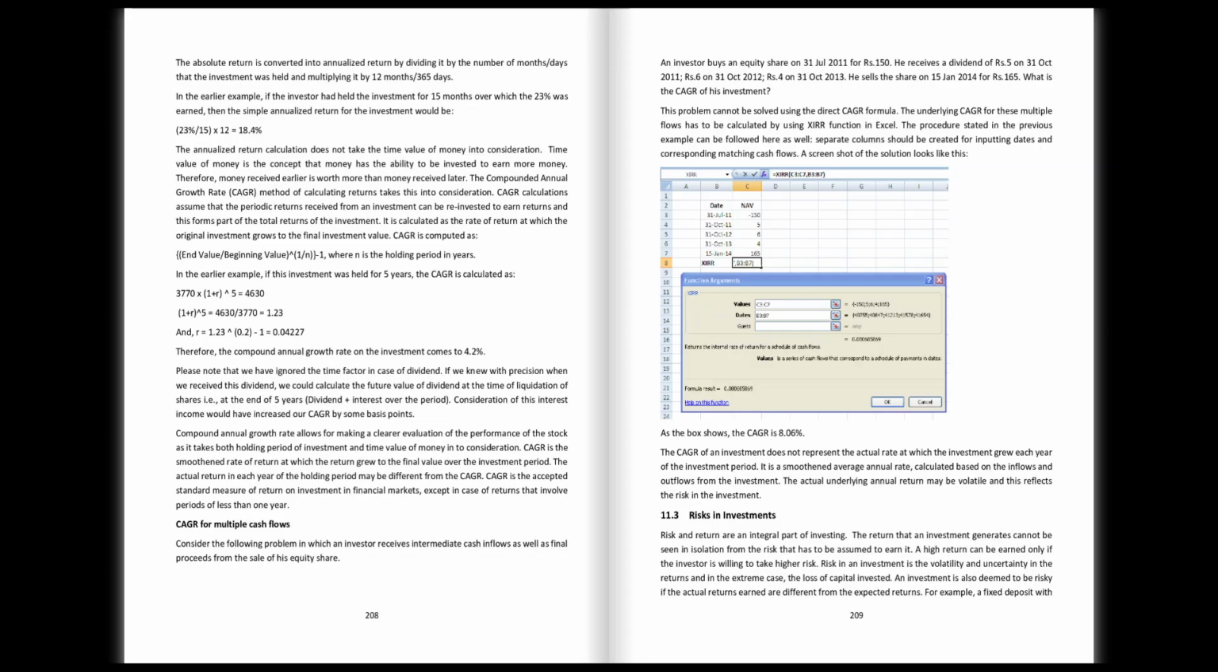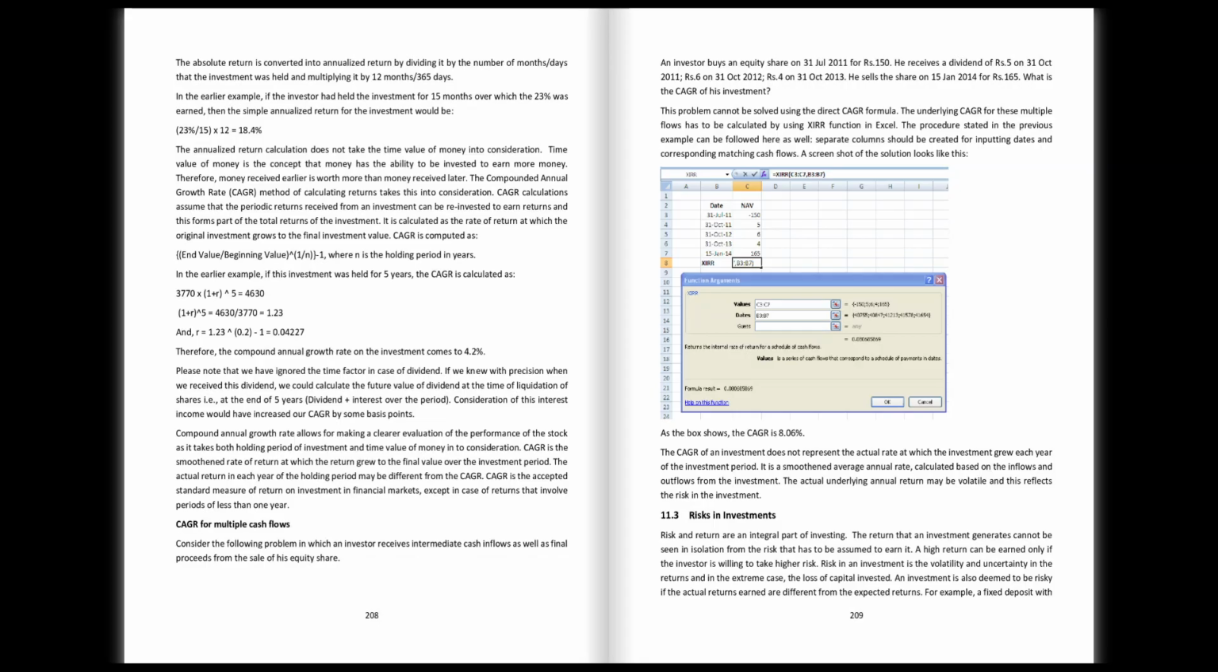The CAGR of an investment does not represent the actual rate at which the investment grew each year of the investment period. It is a smoothened average annual rate calculated based on the inflows and outflows from the investment. The actual underlying annual return may be volatile, and this reflects the risk in the investment.